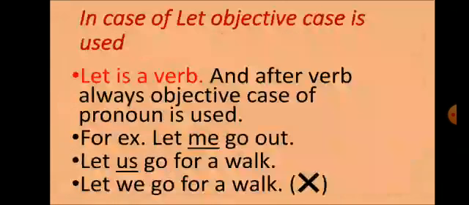And the last point is in case of let. We have heard many sentences where we say, let us go for a walk, let me go. So in these cases, we use objective form of pronoun because let works as a verb and we use objective form of pronoun in these sentences. So we don't say let we go for a walk. It is always let us go for a walk.